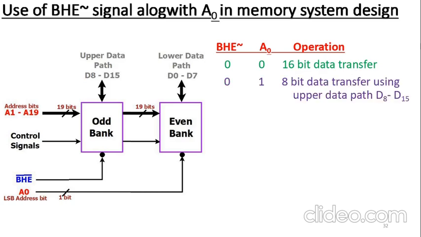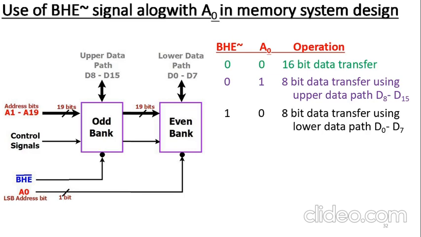Then next will be 0, 1. BHE bar is 0. That's why the odd bank is enabled. But A0 is equal to 1, so the even bank is disabled. Of course, through that enabled odd bank, through that upper data path D8 to D15, only 8 bits of data transfer will be performed and no transfer through the even bank because it is disabled.